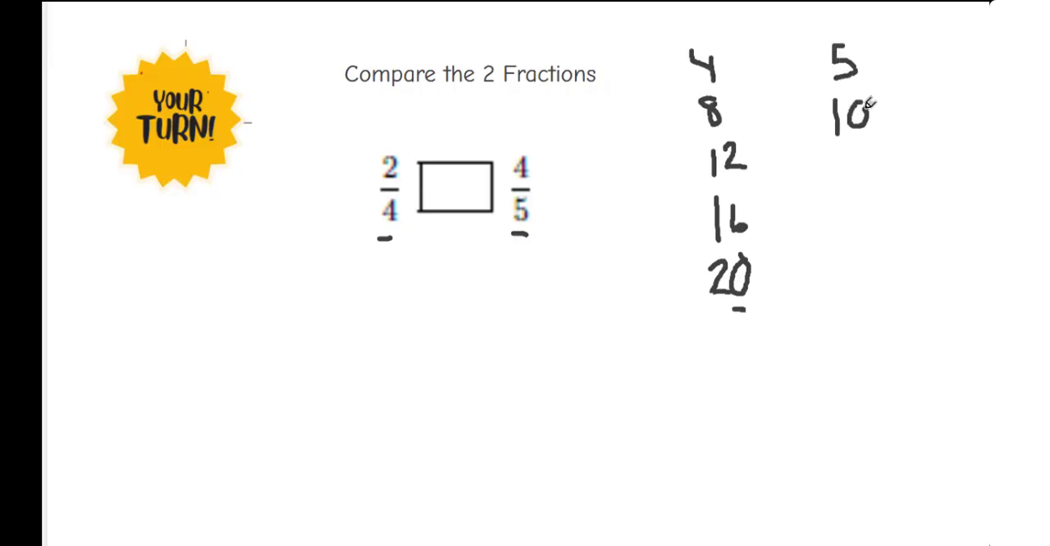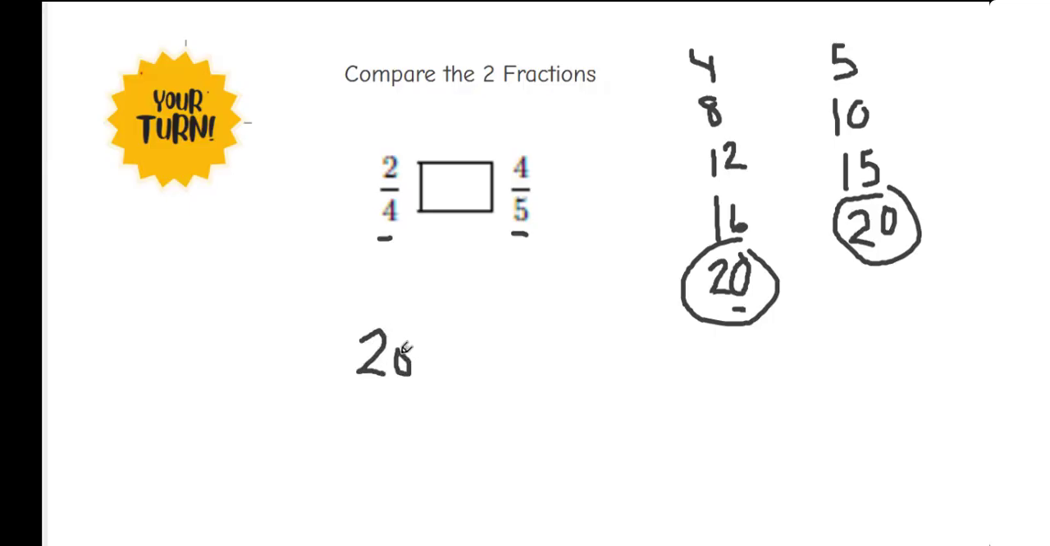Now I have a 10, but there's not one over there, so I'm going to keep going. And voila, look at that. I have a 20. See, it just takes a little bit more work, but you can do it. Now I have to make equivalent fractions so that I can compare each of these with a common denominator. Now when I say equivalent, I'm making this one down here equivalent to 2/4, and the one up here, 4/5, will be equivalent to the one I create here. You're doing lots of math here.